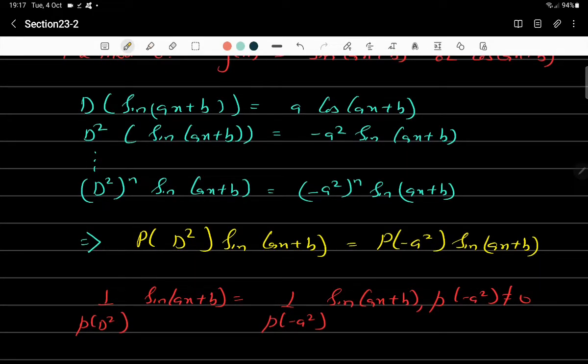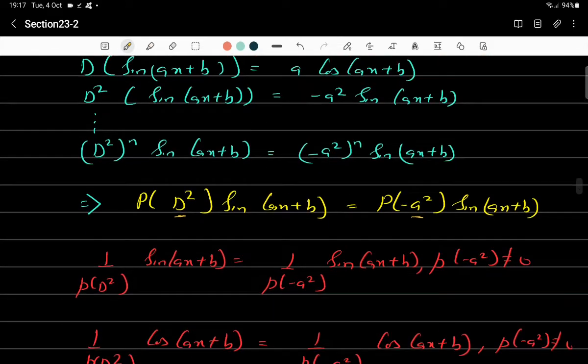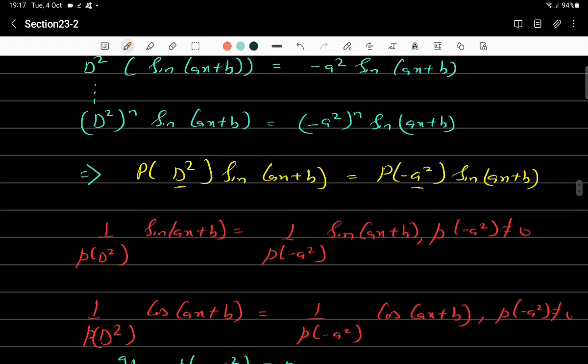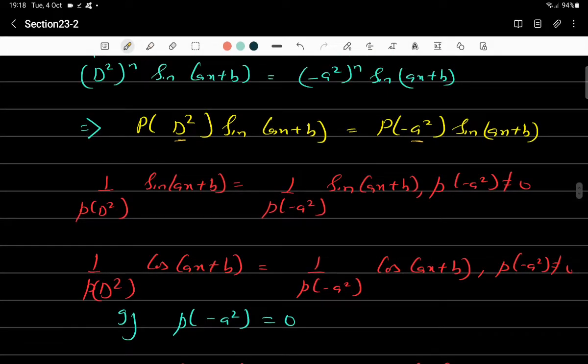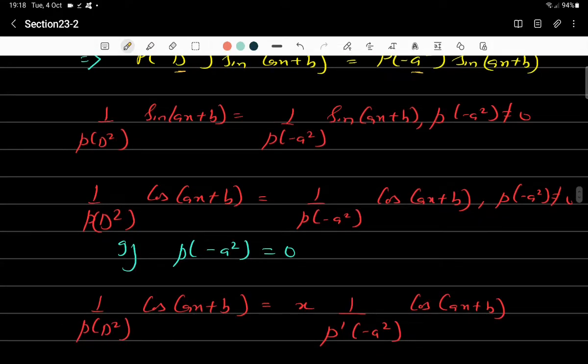It means that I don't have to consider P of D now, because here D square is getting changed into minus a square. So instead of P of D, if I see it as P of D square, then to solve it I simply replace D square by minus a square. Yes, it would be clearer when we see an example. Similarly, in the case of cos, it works in the same way, provided P of minus a square is not equal to 0. If P of minus a square is equal to 0, then 1 by P(D square) is x, 1 by P dash of minus a square cos(ax plus b).